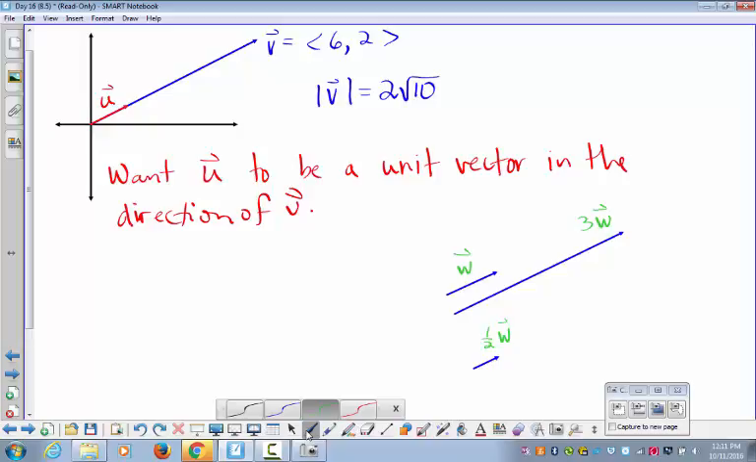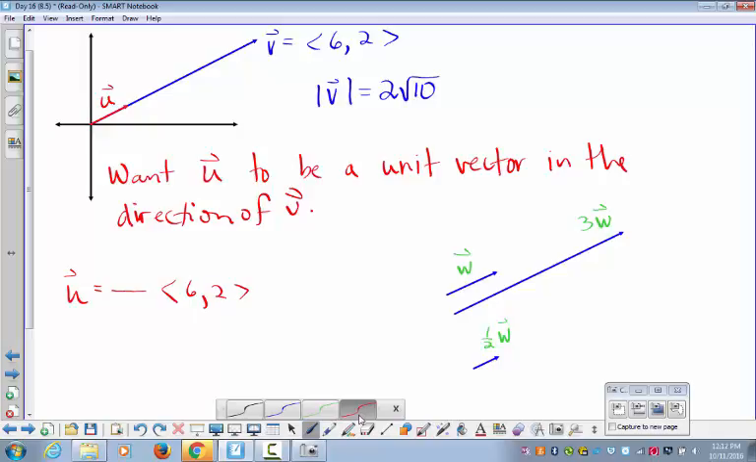Not 1/6, though, because if you do 1/6, then you'll have 1, 1/3. And if you do the square root of the sum of the squares, you'll get 1 plus a 9. It's going to be more than 1. That's a great guess, though. Another guess. U will equal something times 6, 2. Has to do with the length of the vector.